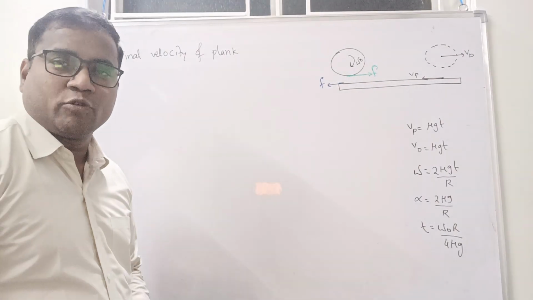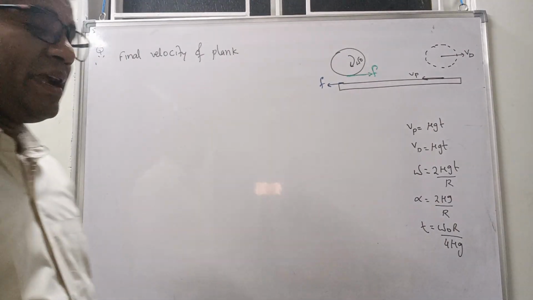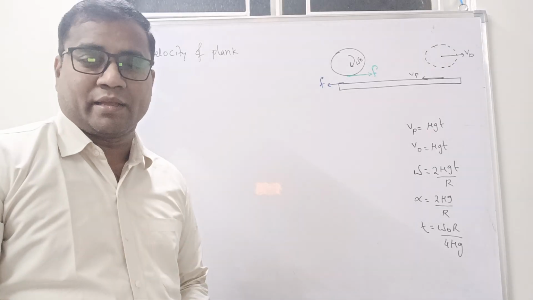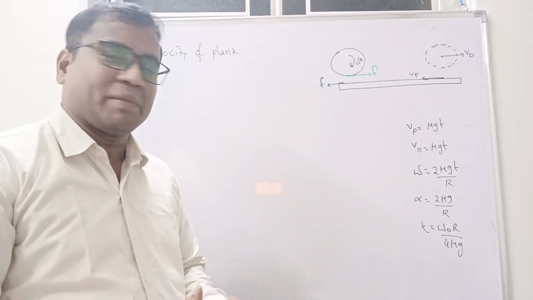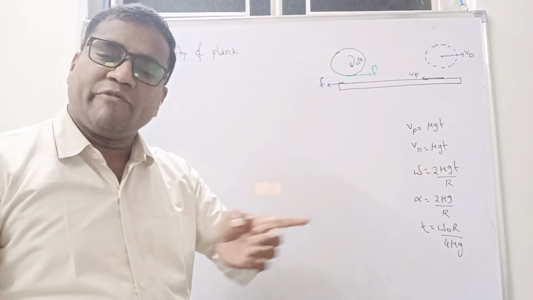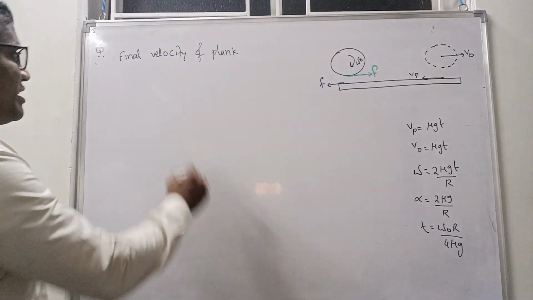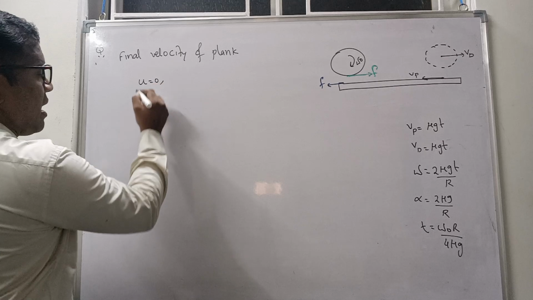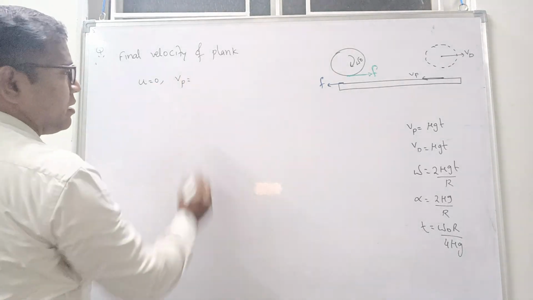See, second question, what is he asking? He is asking to find the final velocity of the plank. So the velocity of the plank is asked. Plank means directly it is translation only, so we will go with the translational motion. Initial velocity u is equal to 0, and we need the velocity of the plank.